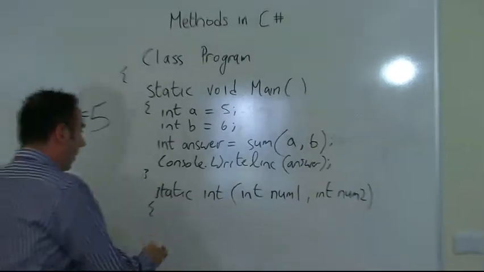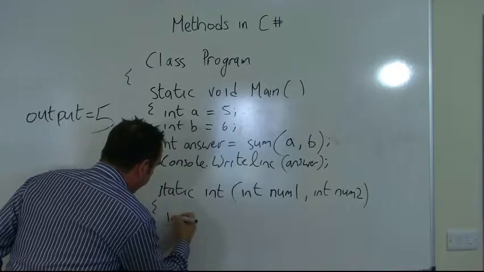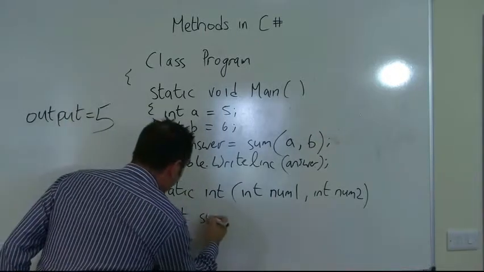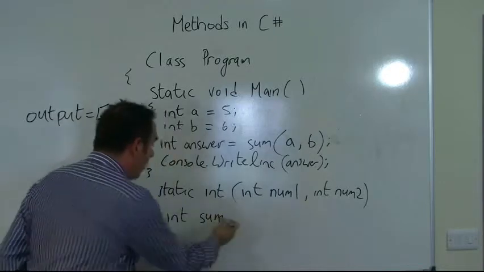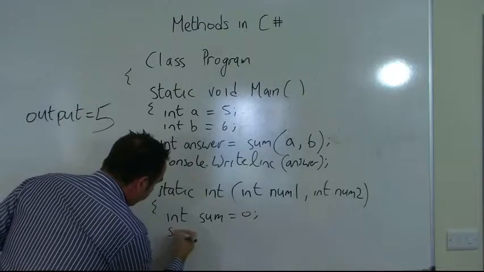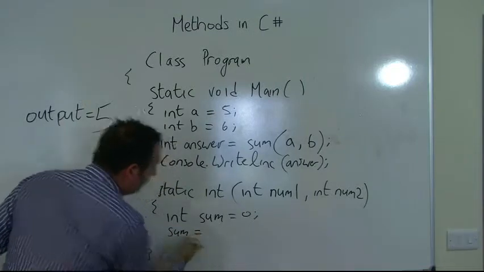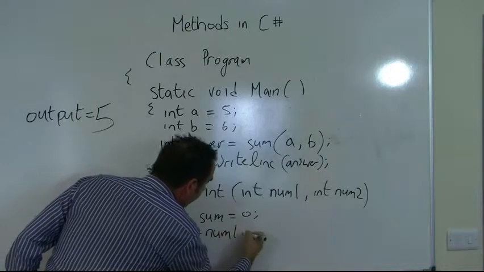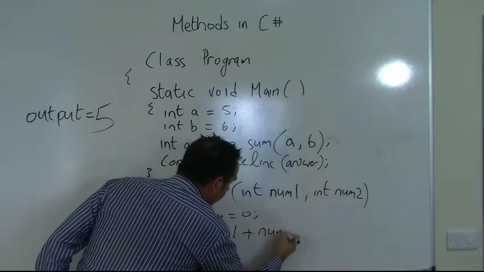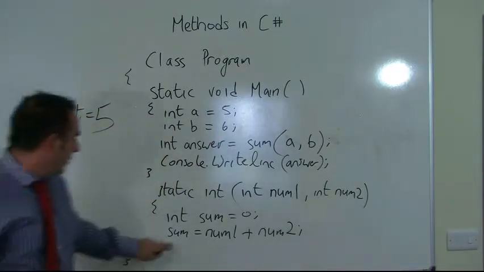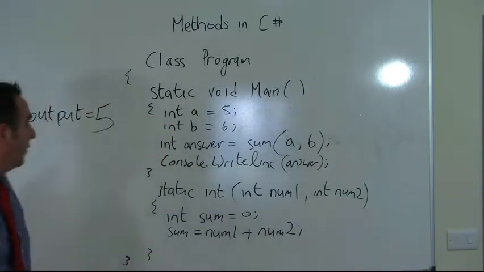I'm not going to do that. I'm going to declare an integer variable in here, and I'm going to call it sum. And now I'm going to initialize it to 0. Okay, and then I'm going to simply put sum is equal to num1 plus num2. Okay. So that's essentially our method finished now.